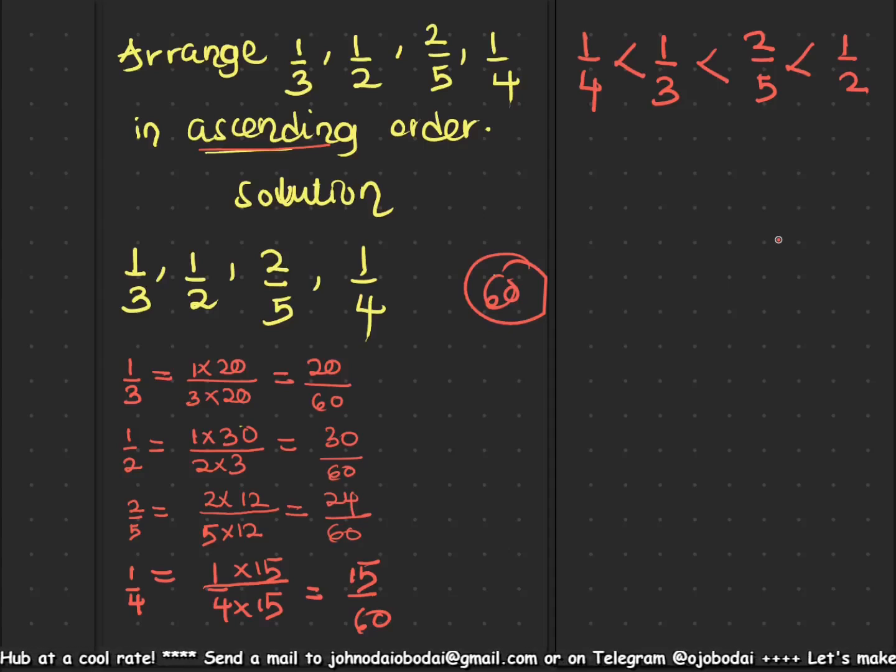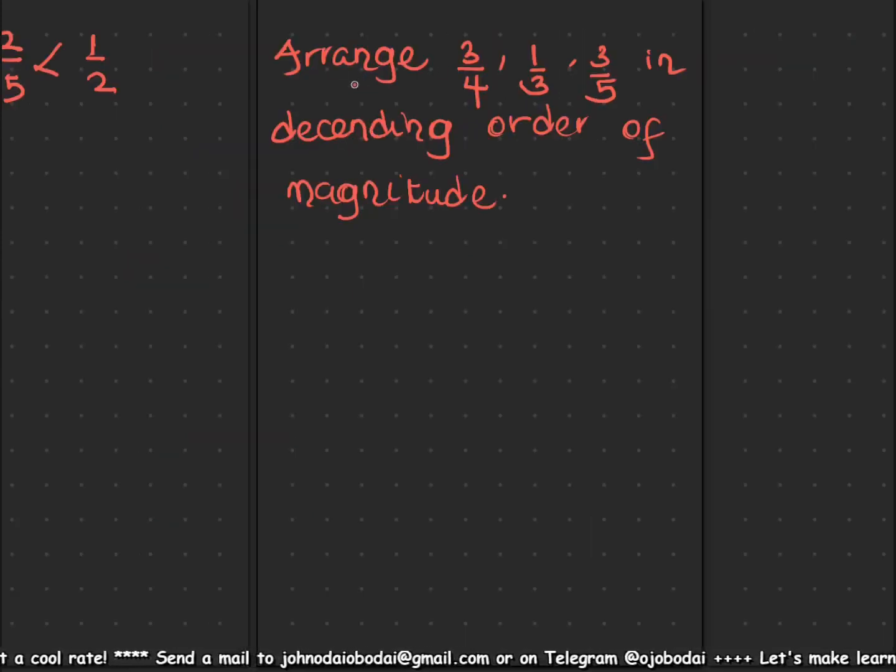So let's look at another example, which will probably be our last. And then I'll give out some questions for trials. This example says we should arrange 3 over 4, 1 over 3, and 3 over 5 in descending order of magnitude. Take note, it is in descending. Descending here means from the biggest to the smallest.